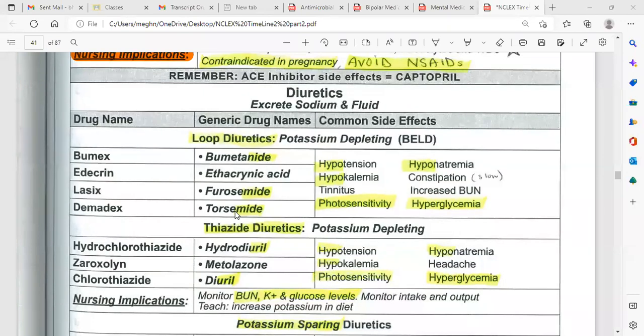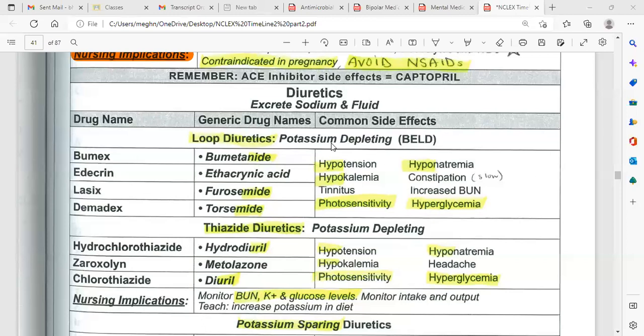Sometimes the NCLEX board simply asks which one is a loop diuretic. You have to know bumetanide, furosemide, torsemide. All of them are loop diuretics. And loop diuretics can cause potassium depleting. Depleting means reduce, go down. But potassium-sparing diuretics increase the potassium level. Both are bad for your heart. Both can cause arrhythmia, and arrhythmia leads to heart failure.